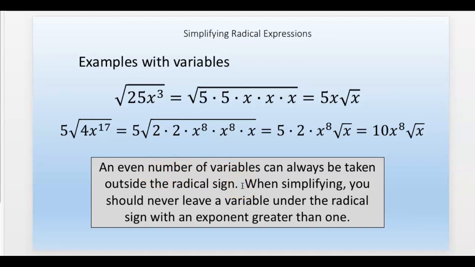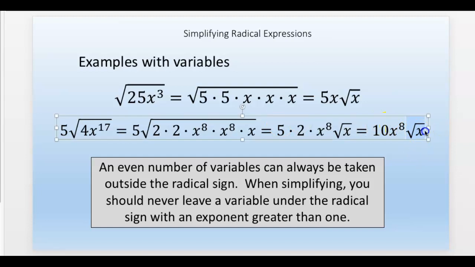All right? So when you're simplifying, you should never leave a variable underneath the radical sign with an exponent greater than 1. All right, look at this example. There's x to the 3rd, so there's 3 x's in here. So we can take 2 of them outside. I mean, we can take one of them outside by getting rid of 2, okay? Because it's x squared. All right, that leaves 1 x inside.